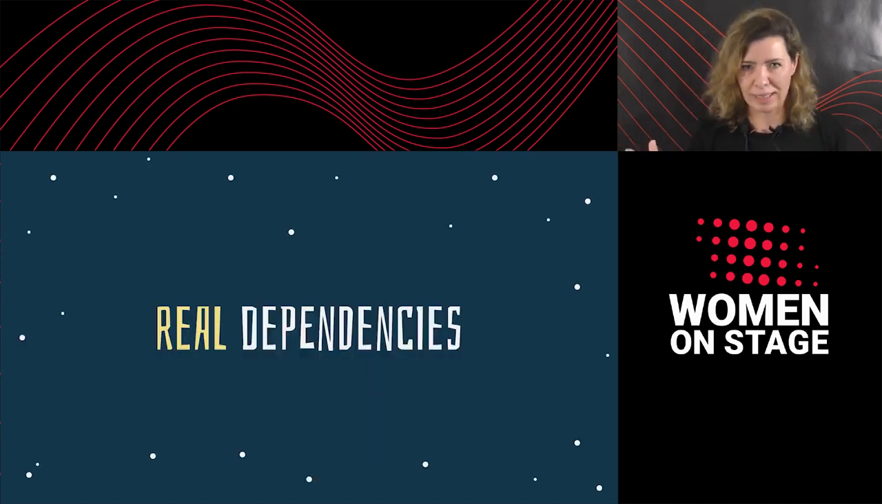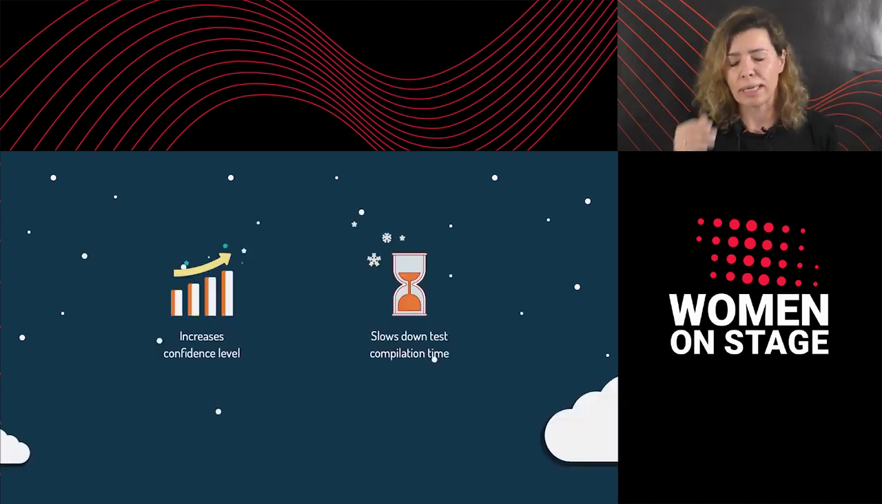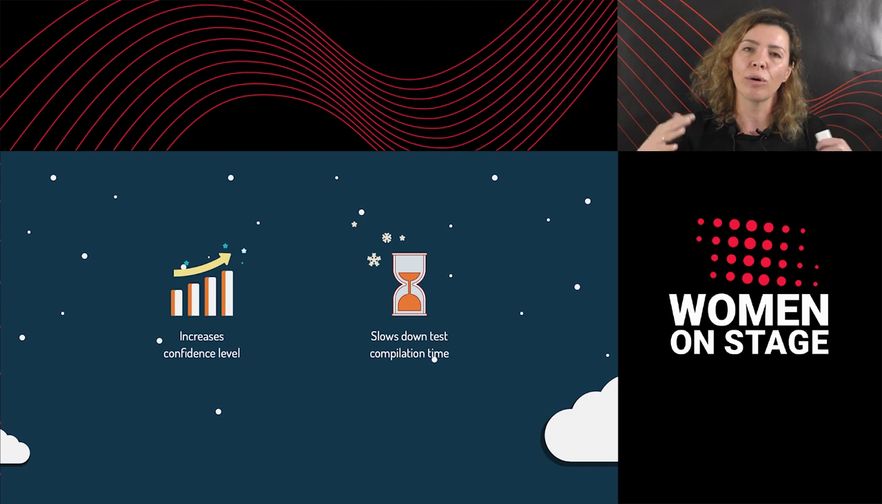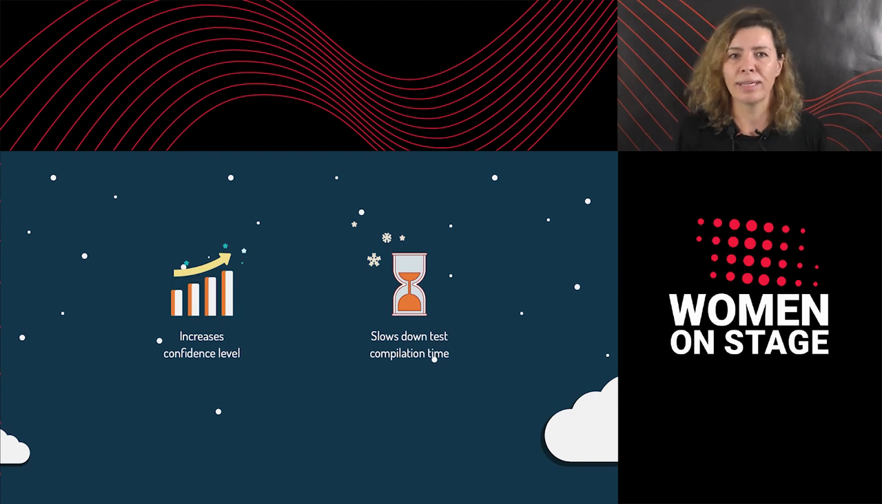All other dependencies are real, which increases the confidence in our microservice correctness. On the other hand, it significantly slows down the compilation time.